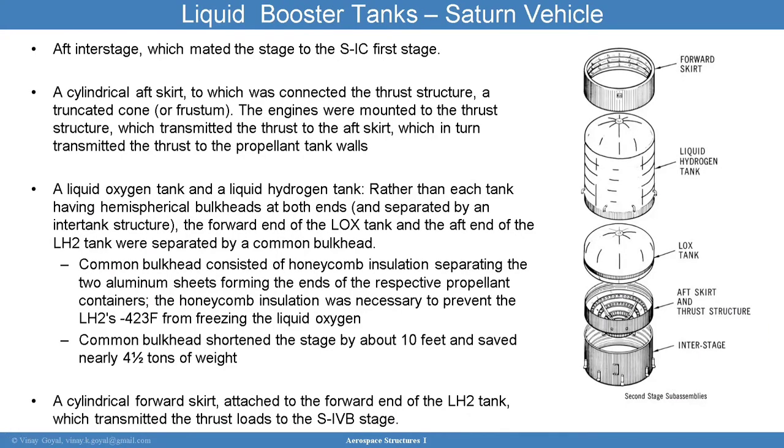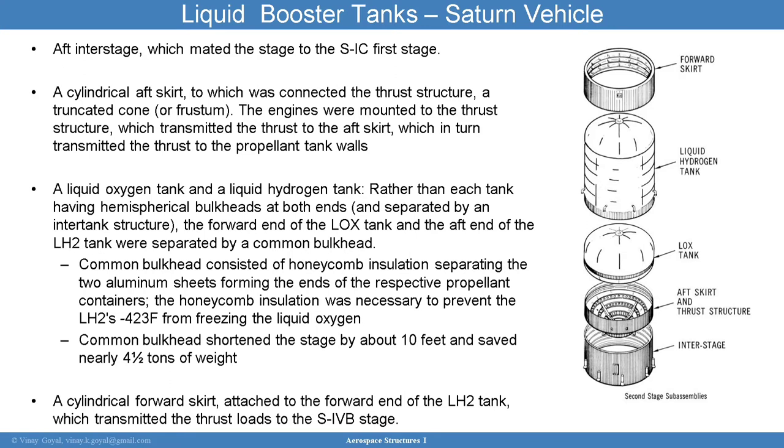So let's look at the Saturn V vehicle, because it's quite extensively studied. The aft interstage mated the stage to the first stage. So you have the aft interstage causing that transition. You can see the interstage right here. A cylindrical aft skirt, which was connected to a thrust structure, and a truncated cone was utilized. The engines were mounted to a thrust structure.